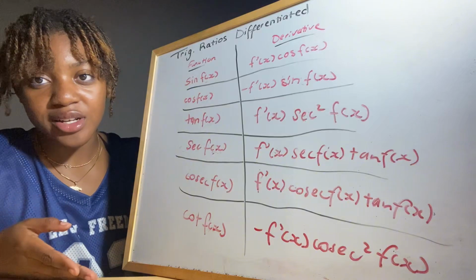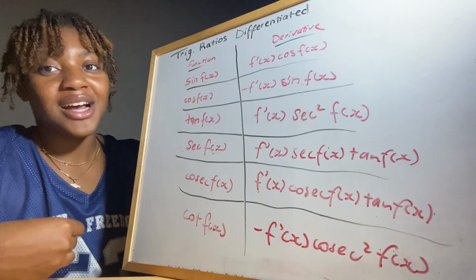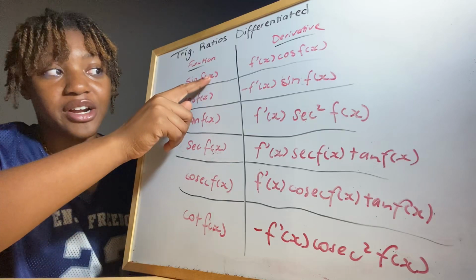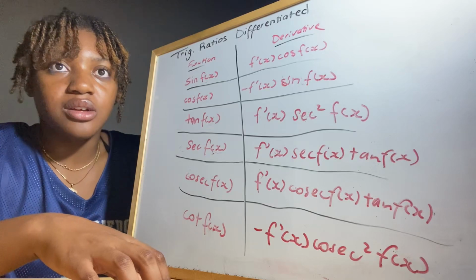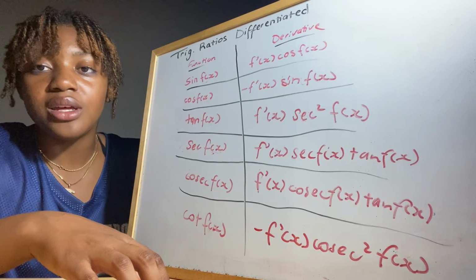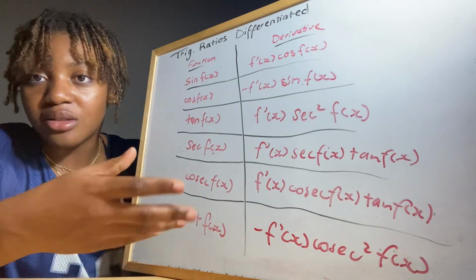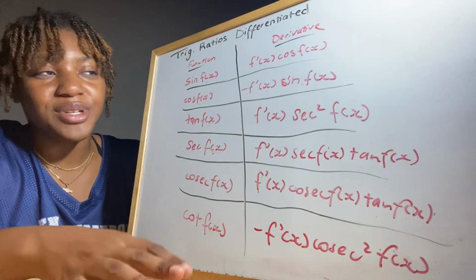So this is another list. It's similar to the previous list. The difference is that instead of just having x right here, we have a function. A function meaning it could be, for example, 2x cubed plus x squared, or it could be x cubed minus 1. That would be a function. And that's the difference basically.